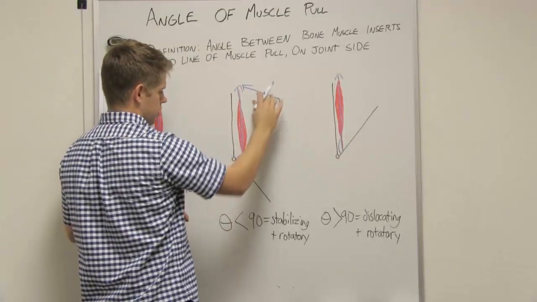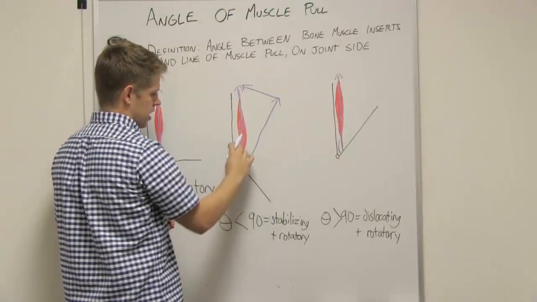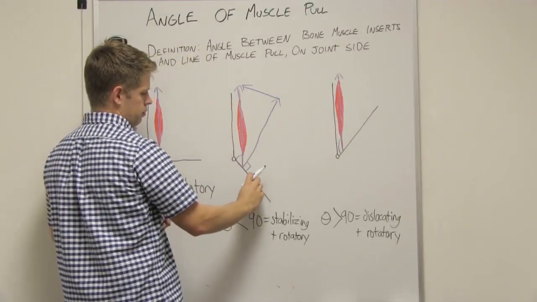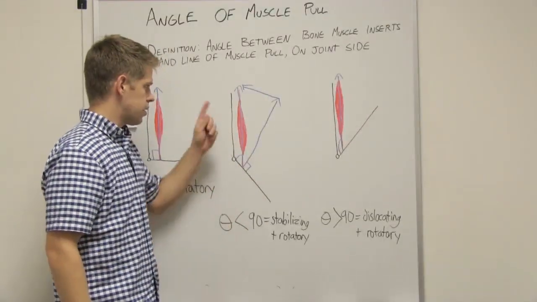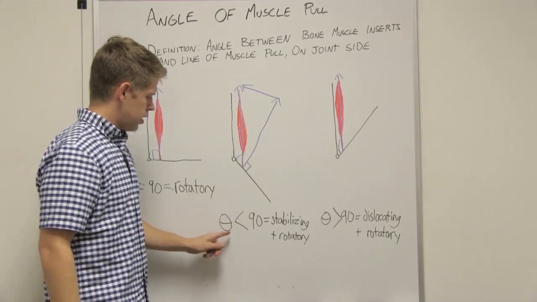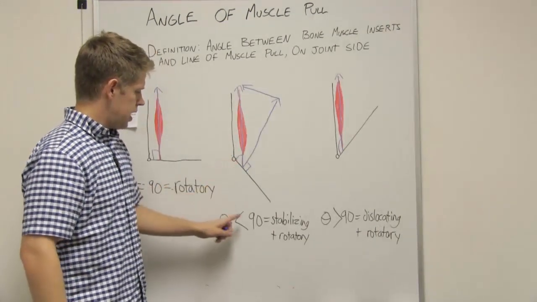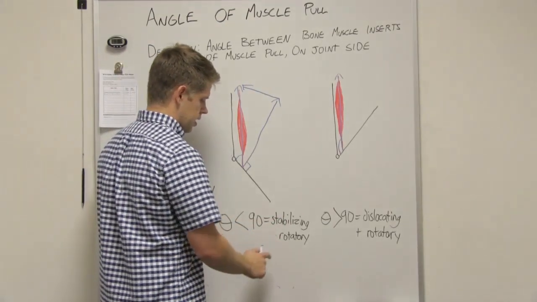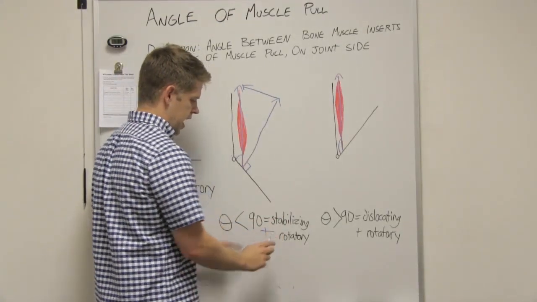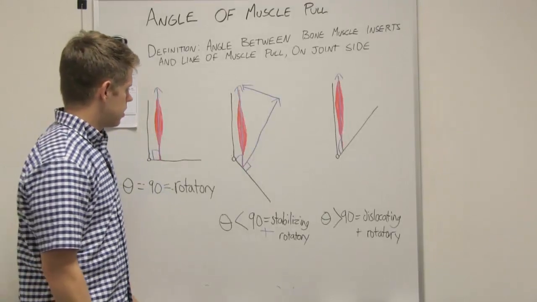You can see that this force, if we move this arrow down here, would be pulling the bone back towards the joint. So that would be defined as a stabilizing component. Anytime the angle of muscle pull is less than 90 degrees, you have a stabilizing and a rotatory component. Okay?